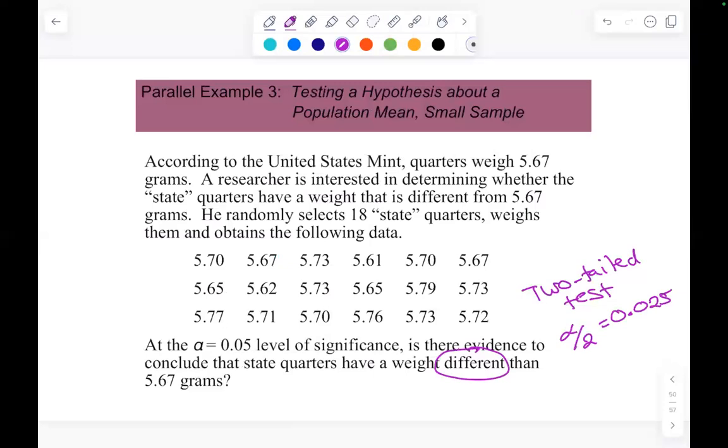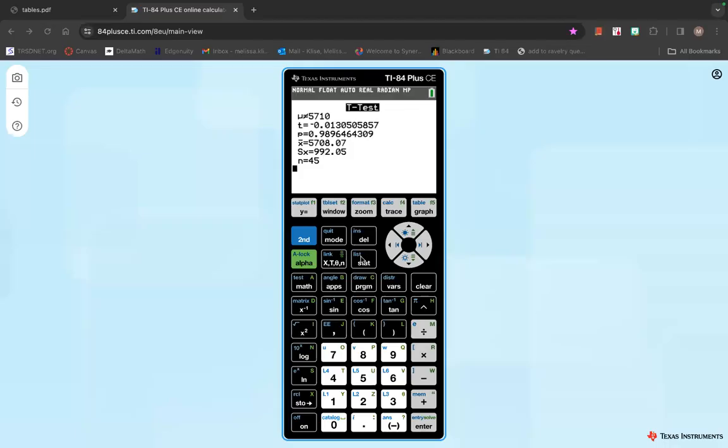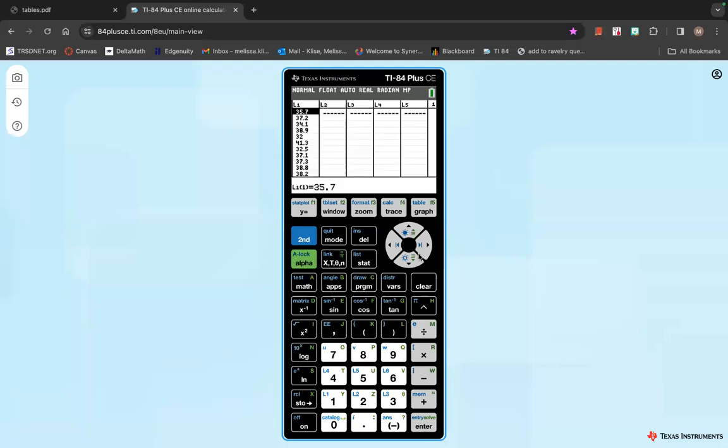I'm going to go to the calculator, and I'm going to enter this data into L1. So hit STAT, and you want the first option if you forgot how to get to L1. I'm going to clear this out. So highlight the top, hit clear, enter. And I'm going to enter these 18 quarters. 5.7, 5.67.